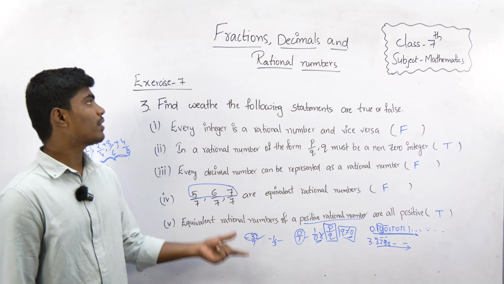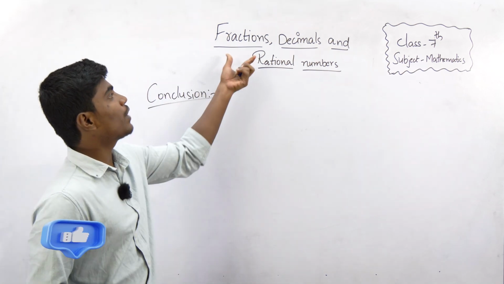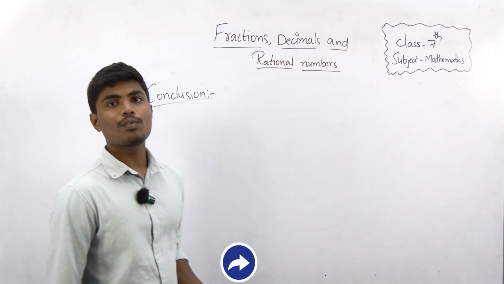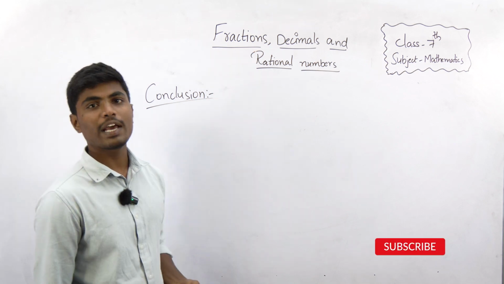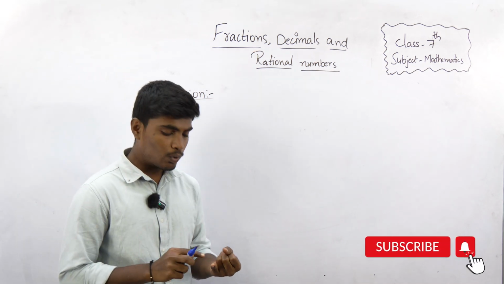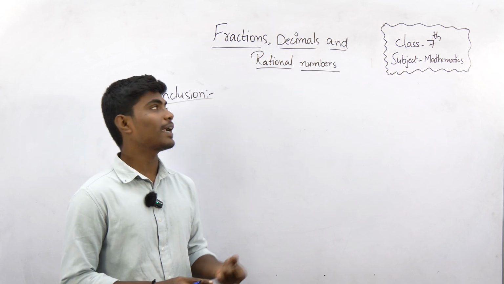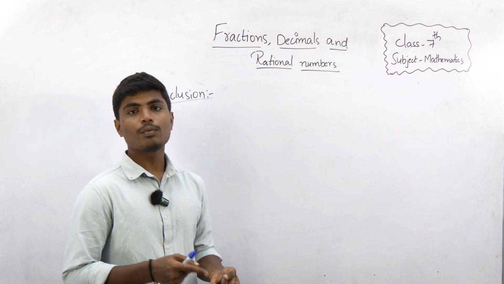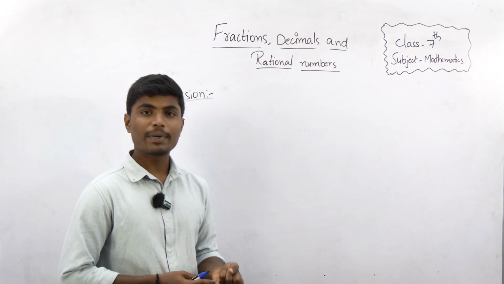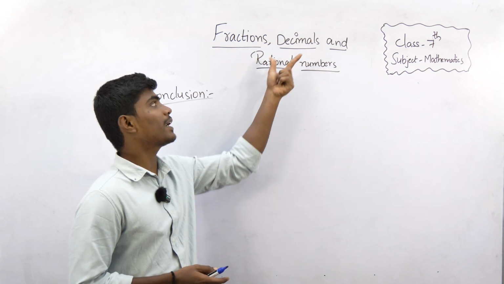With this we have completed our exercise 7. In fractions, decimals and rational numbers, let's look once again at what we have learned. See, in fractions, we learned what fractions are, how to compare fractions and how to add, multiply, divide and subtract fractions. Coming to decimals, we studied what decimals are, how to represent decimals and how to add, multiply, divide and subtract decimals.